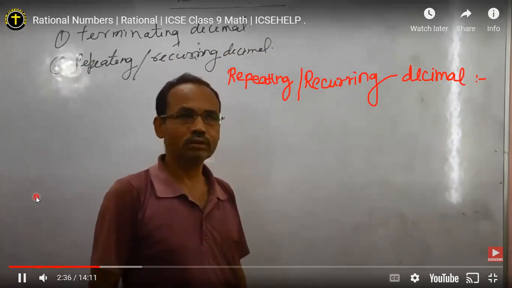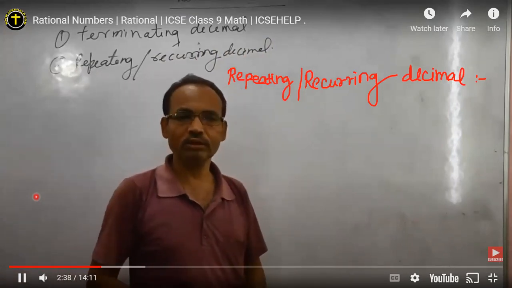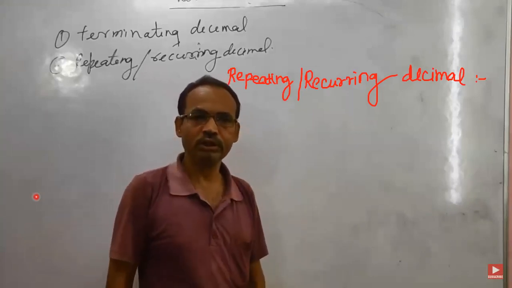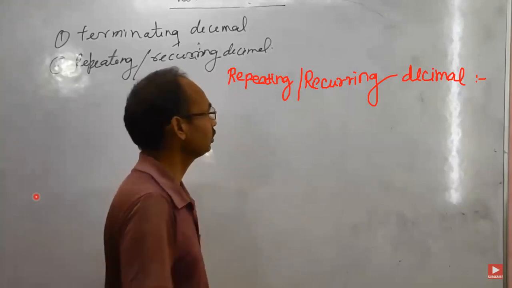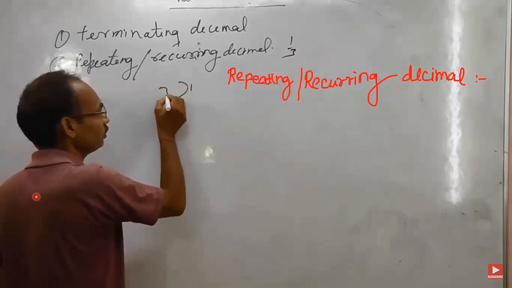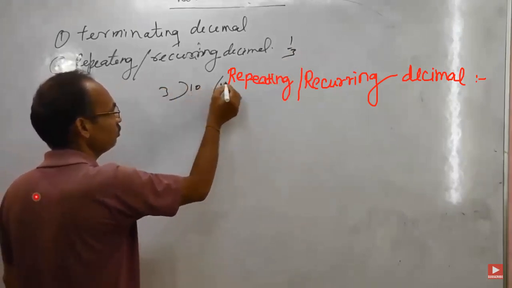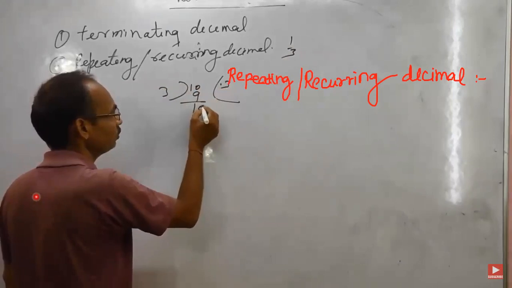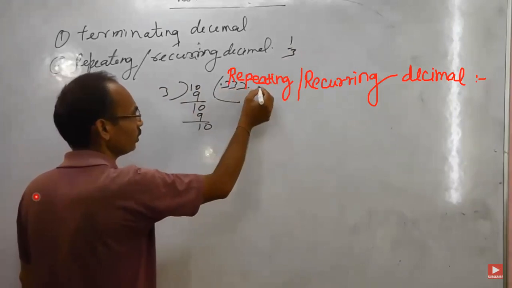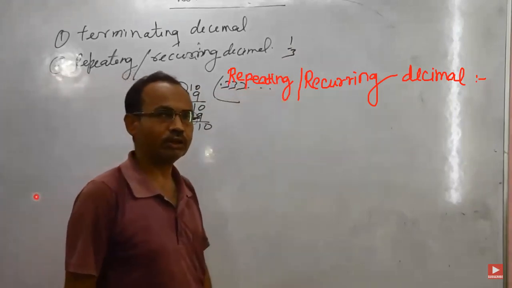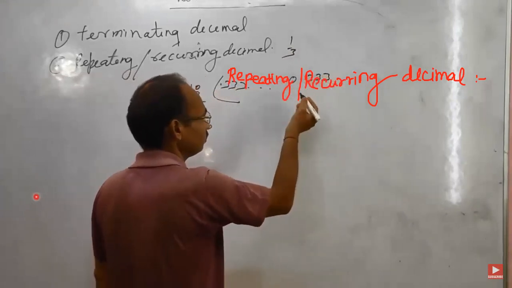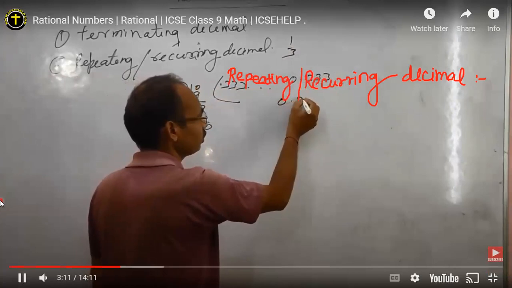If we divide a fraction and the result keeps coming the same after many tries, then it is known as a repeating decimal, such as 1/3. If 1 is divided by 3, we get 0.3333, and so on. So it is known as a repeating decimal. This repeating decimal can be written in a second form as 0.3 with a bar.